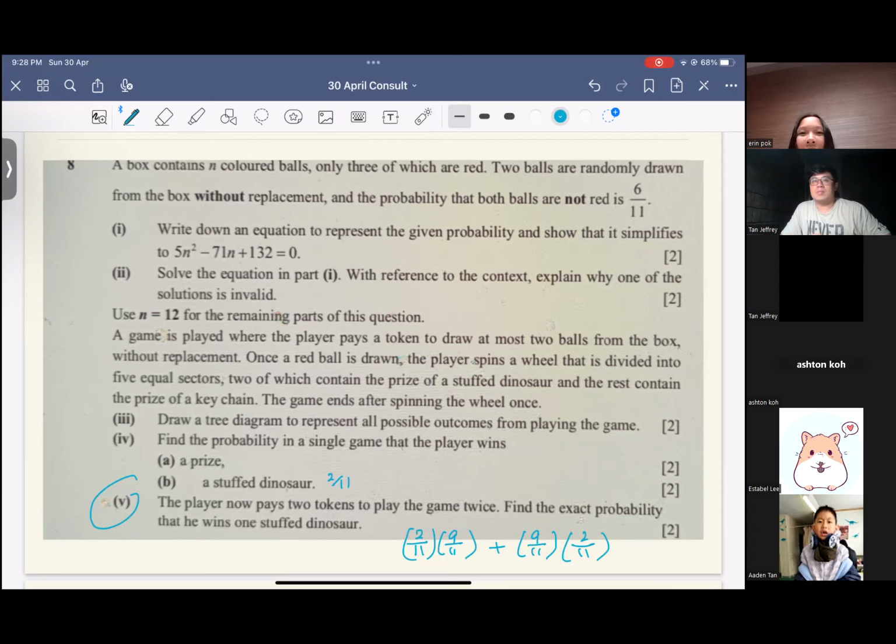Wait, why do you times 9/11? Okay, because if I win 1 stuffed dinosaur, right? In the second game, I cannot win again. I must lose. So I take the complementary.